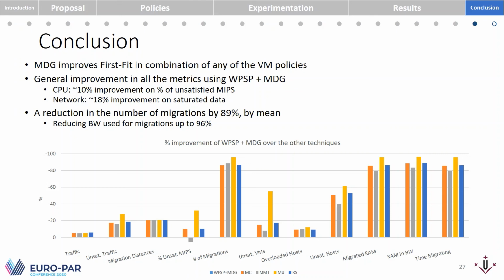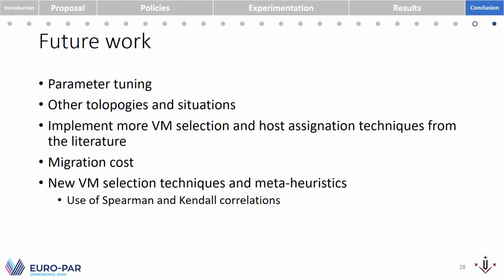The methodology used can be improved with alternative parameter tunings, topologies, and implementing more techniques. Currently, the migration cost is not penalized, so it could be interesting to apply it from a real environment to obtain more realistic results. Finally, we can continue developing techniques, for example, using other kinds of correlations like Spearman and Kendall.